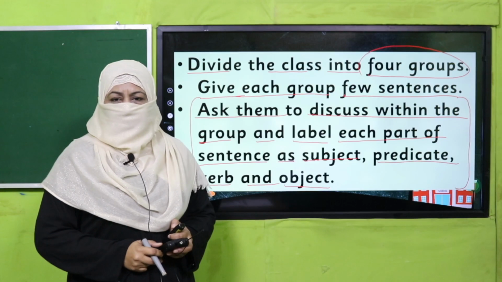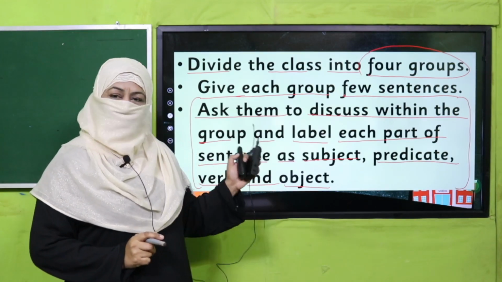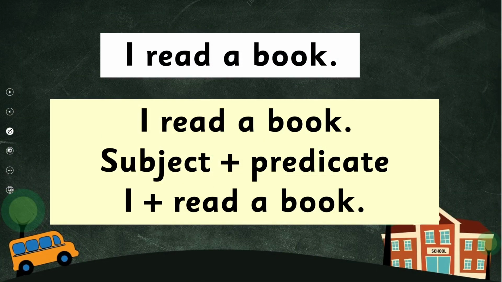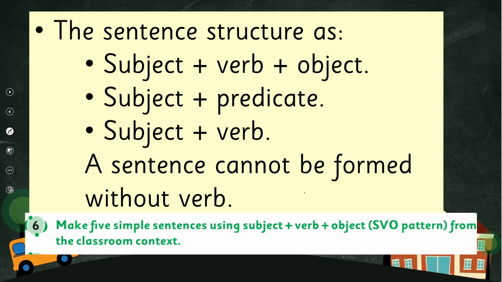Yes, my dear children, are you done with it? Good job. Now you understand all the sentence types which we just discussed. Good job. I read a book. So how did you do it? Subject and predicate. Subject is I and read a book is the predicate. And you can even do it as subject, verb and object, right?